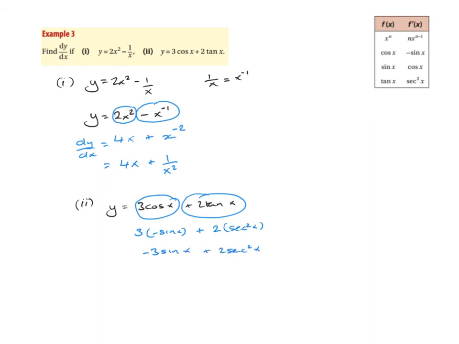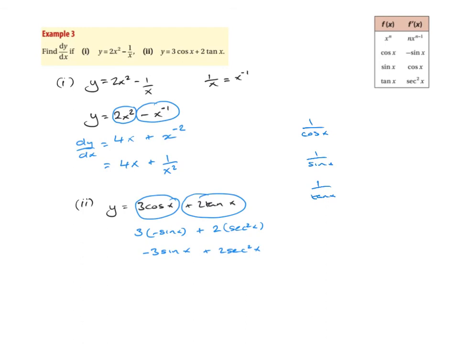Now, if you're not sure what sec is, I'll just quickly talk about it. It comes all the way from trigonometry, and in trigonometry there are 3 fractions that we use all the time, because mathematicians couldn't be bothered writing 1 over cos of x, 1 over sine of x, and 1 over tan of x all the time.